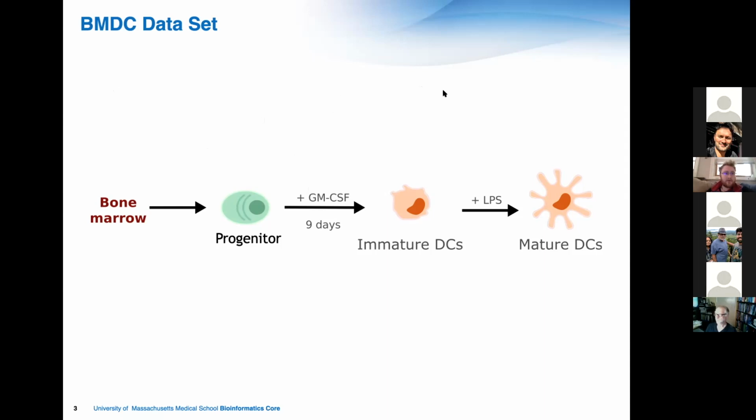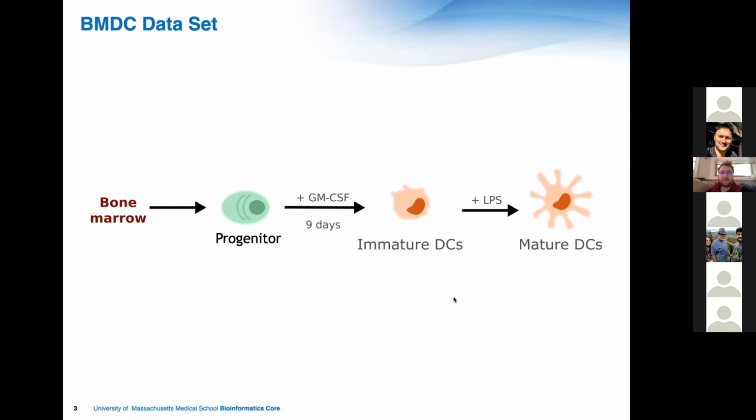For those who aren't familiar, what you can do is take bone marrow from mice, and you get the progenitor stem cells. If you culture this bone marrow with GM-CSF, which is just a cytokine or a chemokine, for about 9 days, what you get out are immature dendritic cells. You can then incubate these dendritic cells with LPS, and they have a large transcriptional response to this stimulation. So you take the immature DCs, you add LPS, and you get mature dendritic cells that are responding to the LPS. So this is the first data set that we'll work with today, and I'll walk you through how to analyze it.